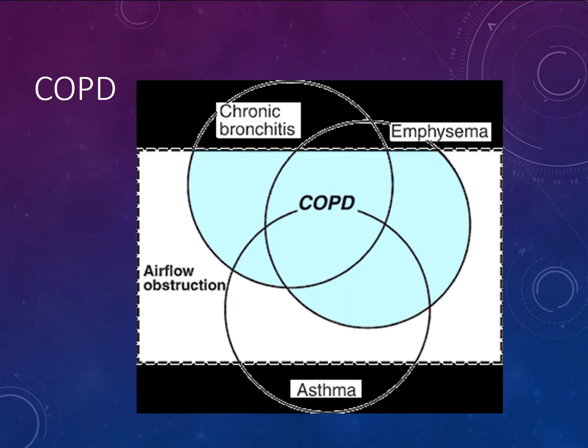This image depicts three types of obstructive airway disease. COPD is subclassified as either chronic bronchitis or emphysema, which are illustrated in the blue circles there. Asthma is its own entity, and asthma is unique because it's reversible where COPD is not.